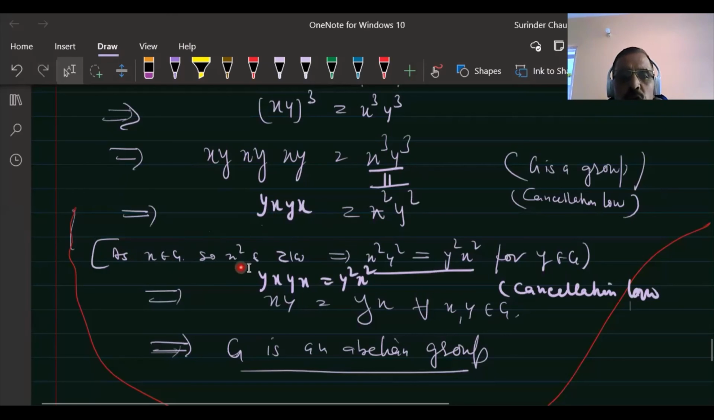As x belongs to G and G is a group, x square also belongs to G, and y also belongs to G, y square also belongs to G. And x square belongs to the center of G, and y square also belongs to the center. So since x square is an element of the center, x square y square is equal to y square x square. So choose the value for x square y square from here. So yx is equal to y square x square. Now again applying left cancellation by y inverse and right cancellation by x inverse, we got xy is equal to yx for all x, y belongs to G, which implies G is an abelian group.